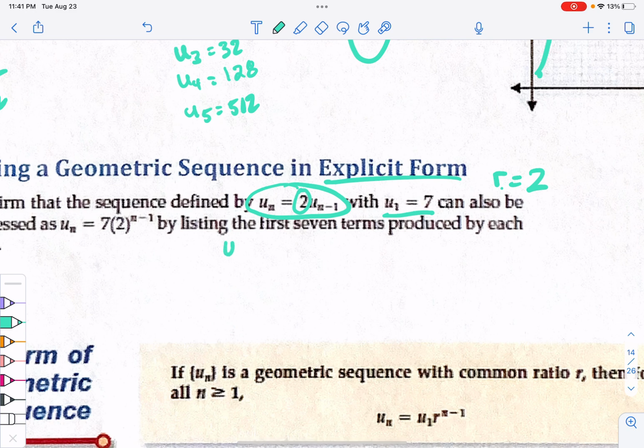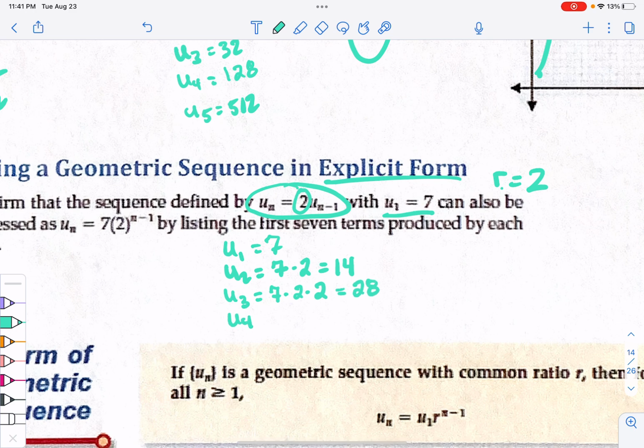So the first one, u sub 1, is 7. And u sub 2, I'm going to write out how we get u sub 2. U sub 2 is taking 7 times 2, right? And so u sub 2 is going to be 14. Now u sub 3 is taking that number times 2. Or really, I'm going to write it out as 7 times 2 times 2. We're just multiplying it by an additional 2, right? And that's going to be 28, okay?